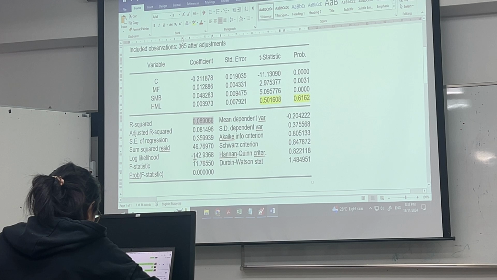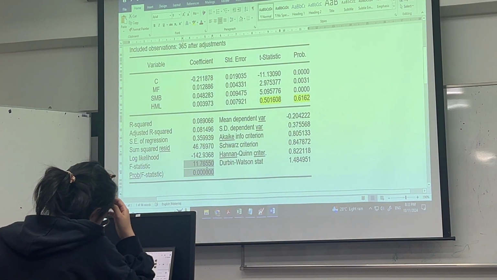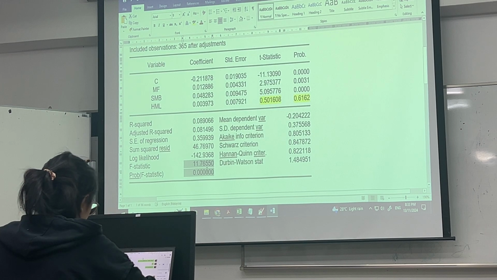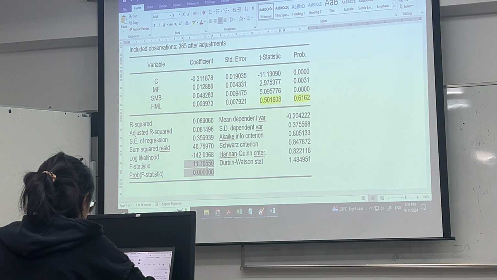Then what else information can I get from this EViews output is the F statistic. This F statistic is highly significant at 1%. It means that at least one of the coefficients is not equal to 0. So there is a standard explanation based on my F statistic.